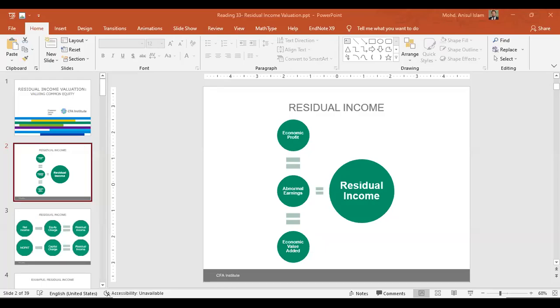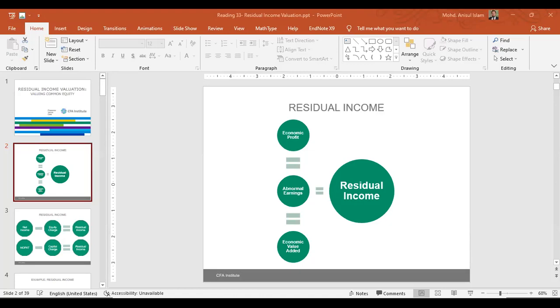Out of the multiples we have been discussing in market-based valuation, or relative valuation, one of the multiples analysts use is the price to sales ratio. It is basically price per share and sales per share. So it's not the total value of sales. It is rather sales divided by the number of outstanding common stocks. So sales per share is the denominator and price per share is the numerator. This is the idea of price to sales.